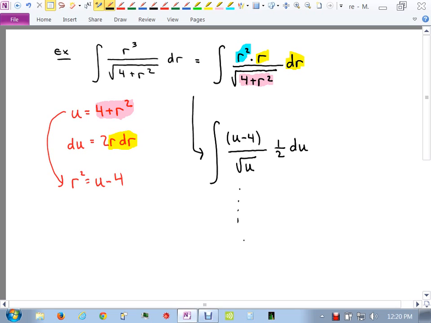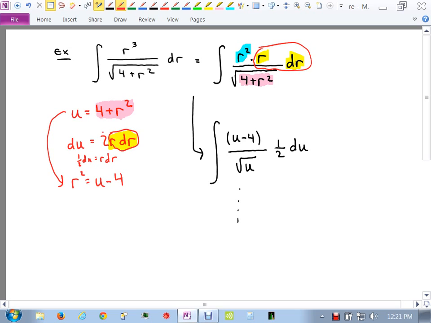Don't get fixated on a certain technique. You always start with substitution. Because in my integral, I knew that I'd be able to handle the r dr, that would be this when I divide both sides by 2 here, right? So I knew r dr was good.